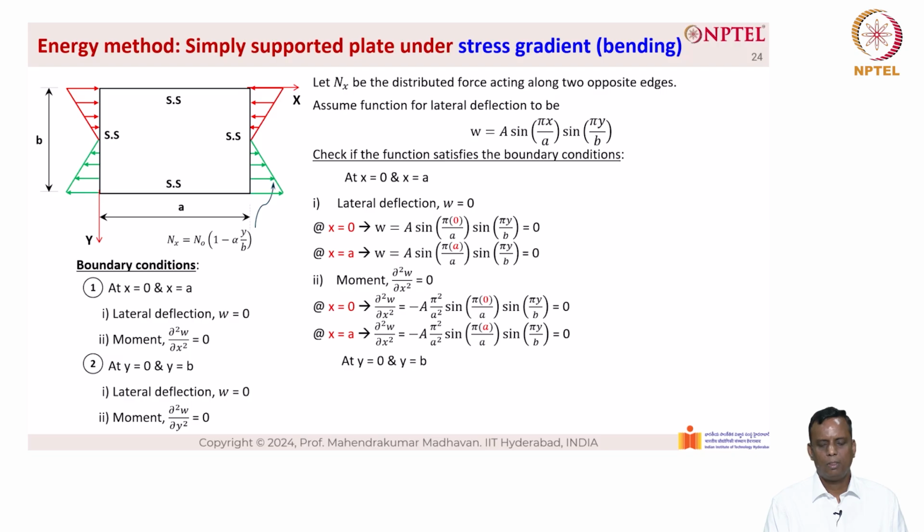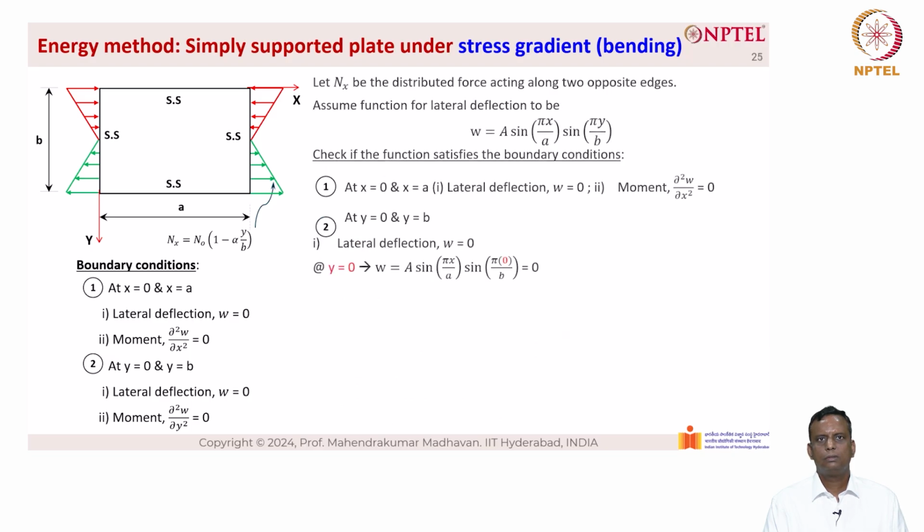Now, at y equal to 0 and y equal to b, we have the lateral deflection W equal to 0. So, at y equal to 0, we have W equal to A sin(πx/a) into sin(π·0/b), which is equal to 0. Now, at y equal to b, W equal to A sin(πx/a) into sin(πb/b), which is again equal to 0 because sin π equal to 0. The moment is given as ∂²W/∂y² equal to 0.